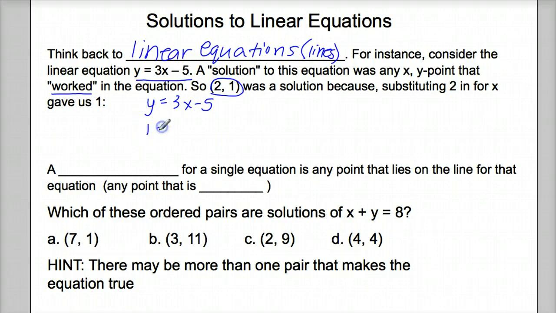So 1 equals, we're getting that 1 from right there, 3 times 2, we're getting the 2 right here, minus 5. Well, does 1 equal 3 times 2, which is 6, minus 5? 6 minus 5 is 1. So does 1 equal 1? Yes, so we know a solution to this linear equation is (2, 1) because this point is true on this line.